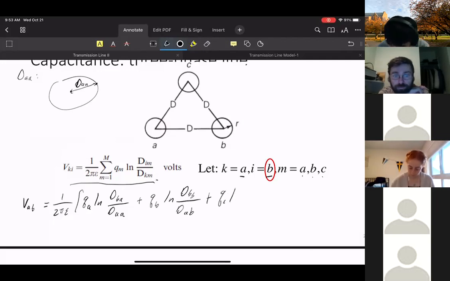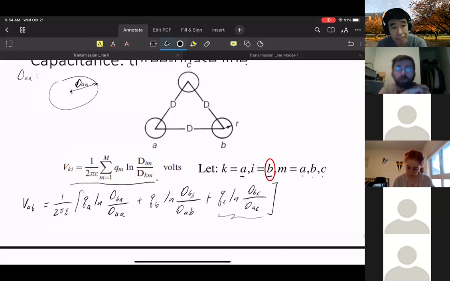plus QC log of DBC over DAC. The last term comes from C, so we're looking at the impact of C on the voltage between A and B. So let's look at this equation. First, something nice will happen. What is DBC over DAC?